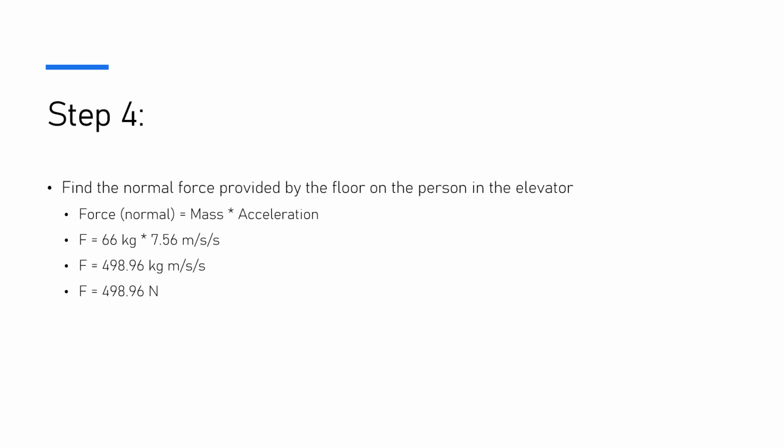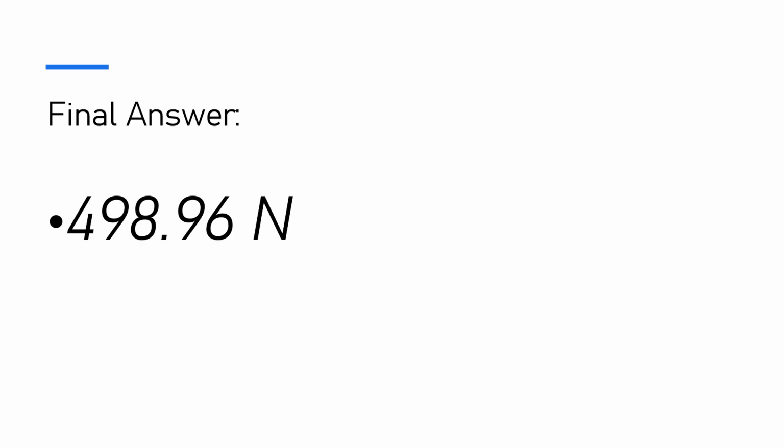So this is just a simple F equals ma problem. Force normal equals mass times acceleration. We plug in our mass, and we plug in the acceleration that we found in the previous slide to get 498.96 kilogram meters per second per second. It may sound like a familiar unit to you. That's because that is equivalent to newtons. So we were at 498.96 newtons. And actually, that's our answer.